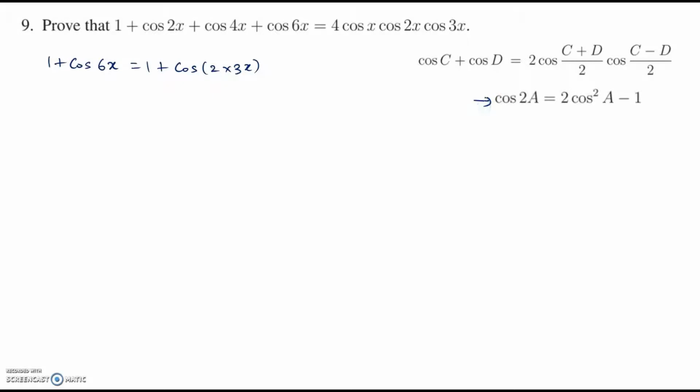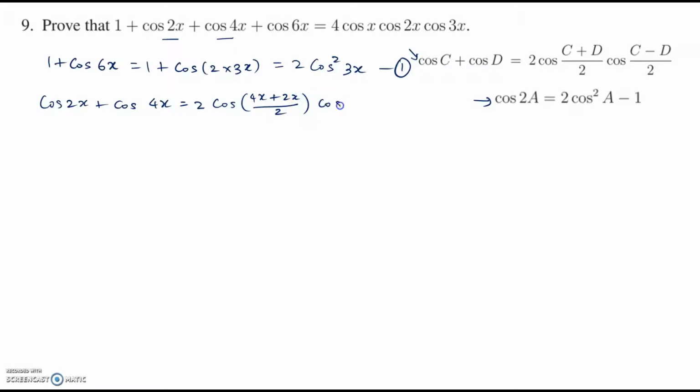So let's use this formula here. So if cos 2a, a is equal to 3x, then this expression will be equal to 2 times cos squared 3x. So let this be 1. Now let's take the remaining two terms, which is cos 2x plus cos 4x. So cos 2x plus cos 4x will be equal to, using the first formula here, our c is equal to 2x and d is equal to 4x, or we can actually make c to be 4x and d to be 2x. So this will become 2 times cos 4x plus 2x divided by 2 into cos 4x minus 2x divided by 2. So that's equal to 2 times cos 3x cos x. So this can be 2.